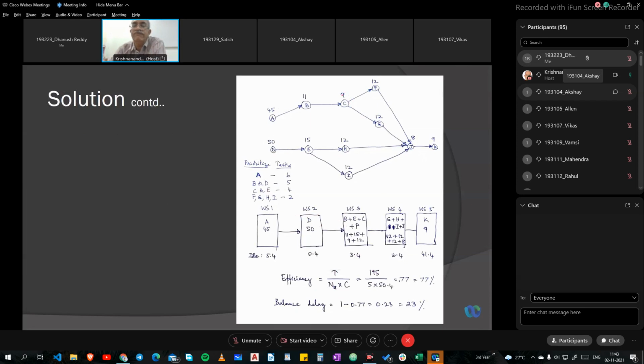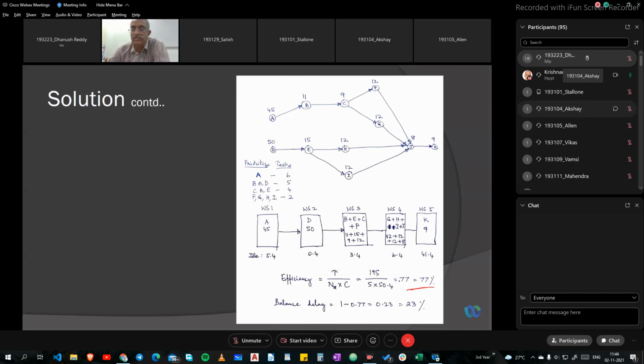So finally we found that we ended up taking the actual number of workstations to be 5 instead of 4. Thereby we got a very poor efficiency of 77%. See, 90% could be a better one, right? The balance delay is nothing but the percentage inefficiency of the line.